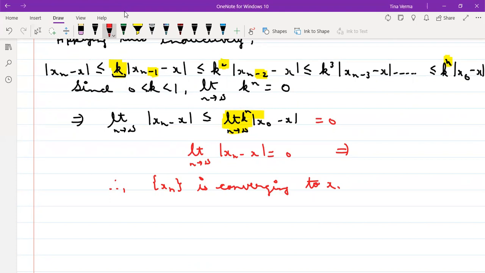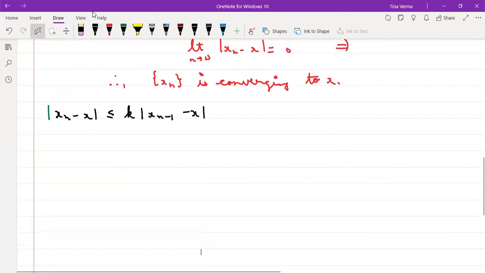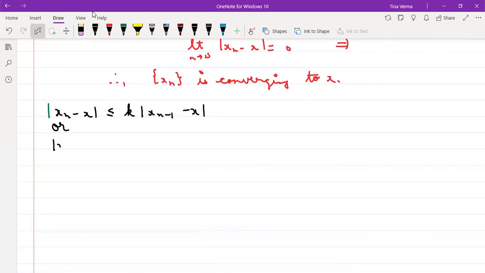Next, we did the order of convergence is linear. So you can notice from here that we have written |xn − x| is less than or equal to k times |xn−1 − x|, or I can write it as, can I write this thing, right?